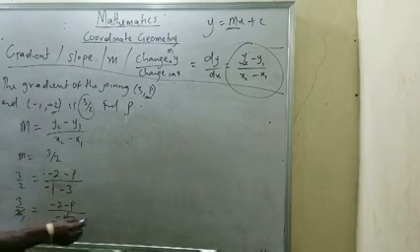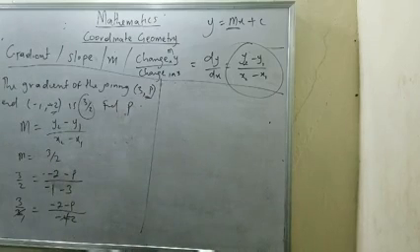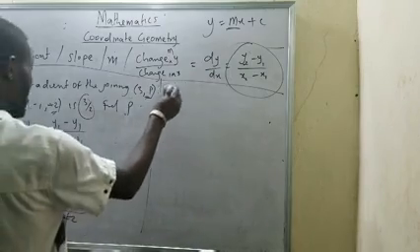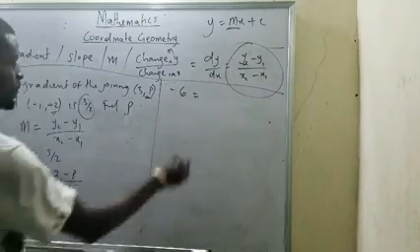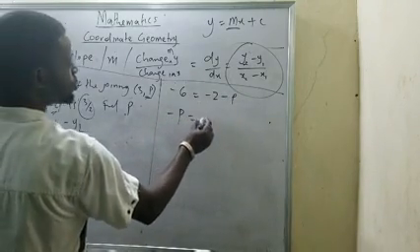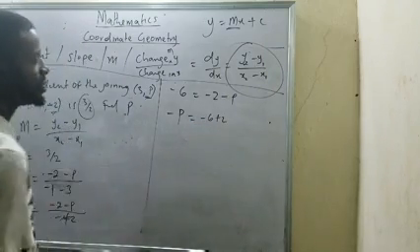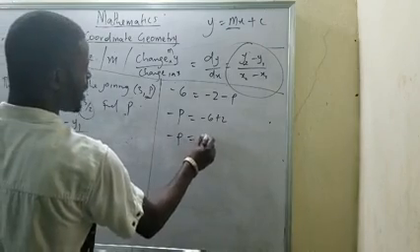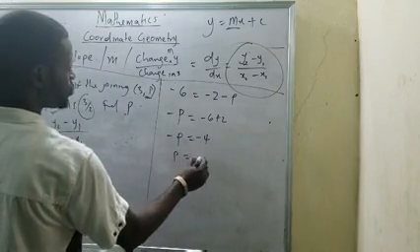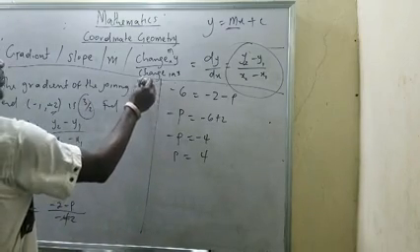I told you we have done a lot of things on fractions. Multiply directly, and I'll have minus 6 equals minus 2 minus P. It means minus P equals minus 6 plus 2, which is minus P equals minus 4. Now P equals 4. It means what is missing here is 4. P equals 4. That is all.